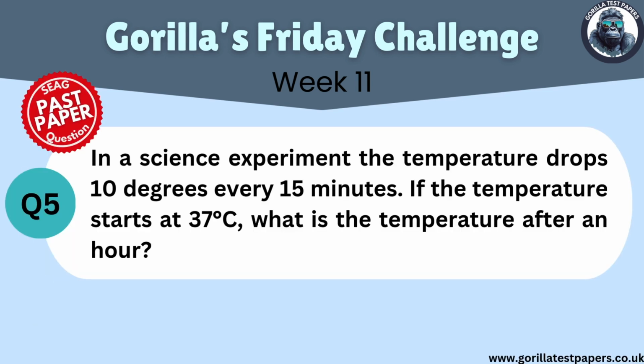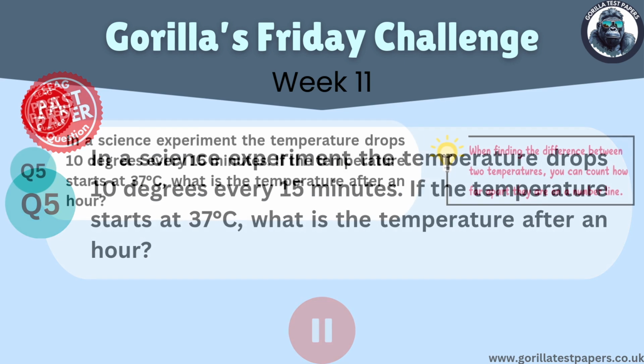This is the last question of the week. As previously mentioned, SEAG past papers aren't officially released, but this question is said to be from an SEAG past paper. The question asks, in a science experiment, the temperature drops 10 degrees every 15 minutes. If the temperature starts at 37 degrees Celsius, what is the temperature after 1 hour? Pause the video now to try the question yourself. Alright, let's get into it.